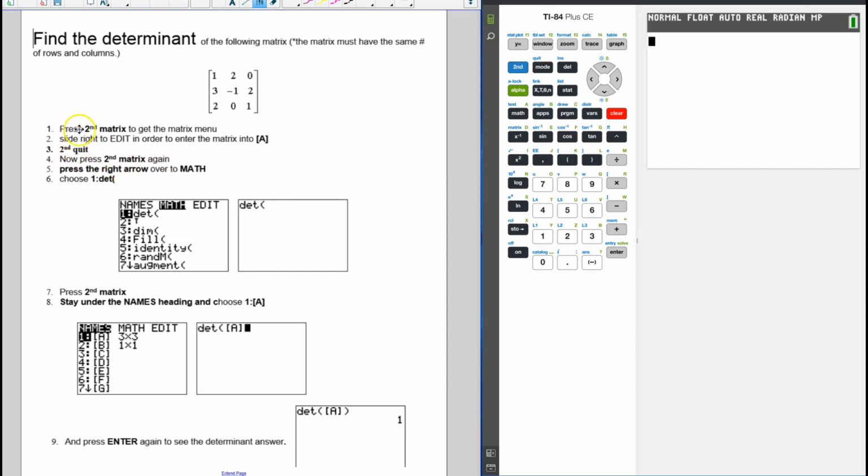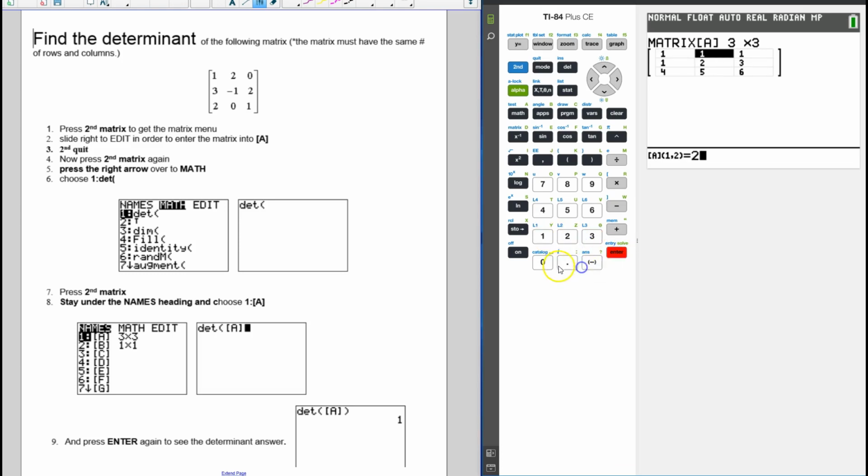Okay, so first thing we're going to do is go back into our second matrix and just put these numbers in there. Okay, so let's see, second matrix. Slide over to edit. We want to change the size. This time it is a 3 enter by 3 enter. Okay, now we're going to type in the numbers.